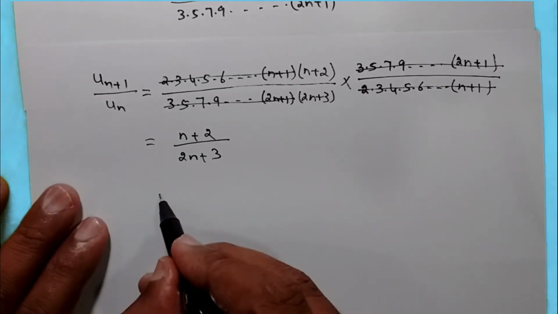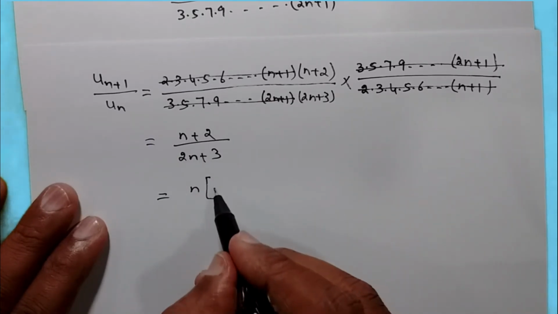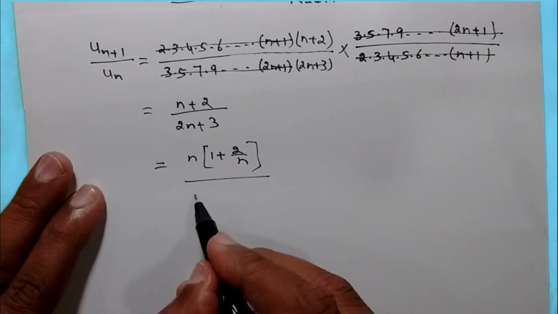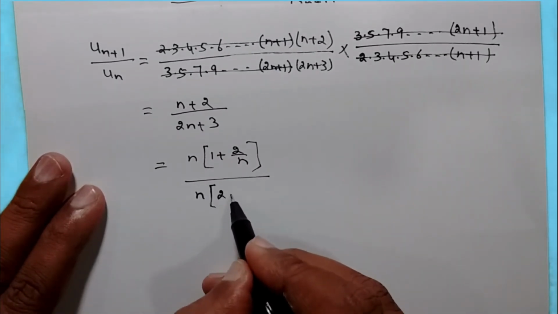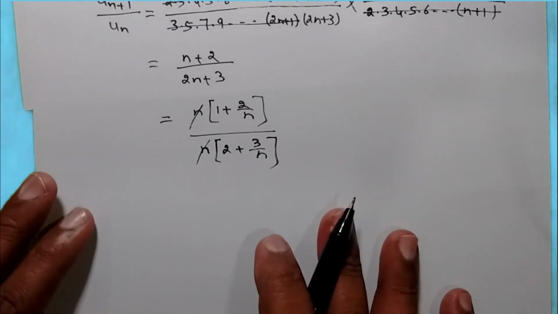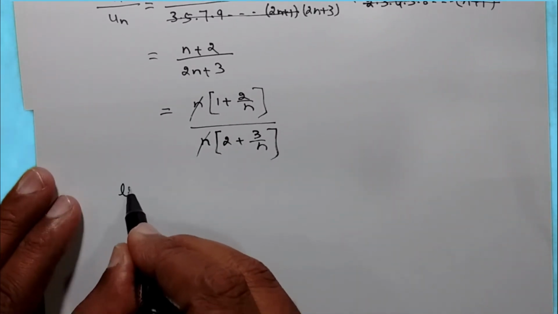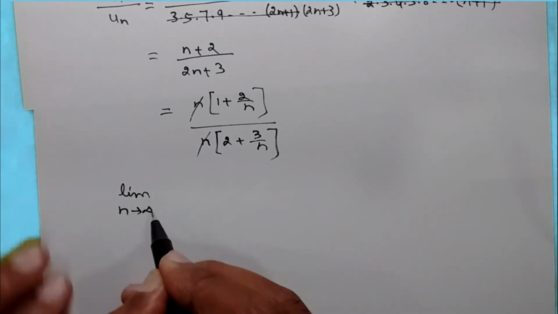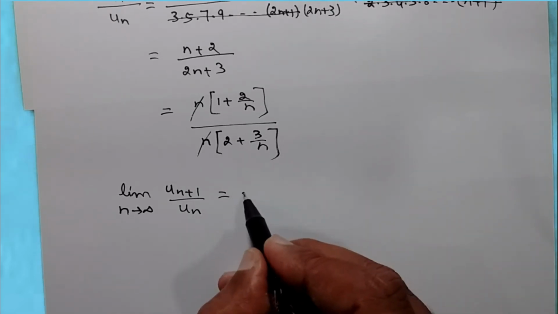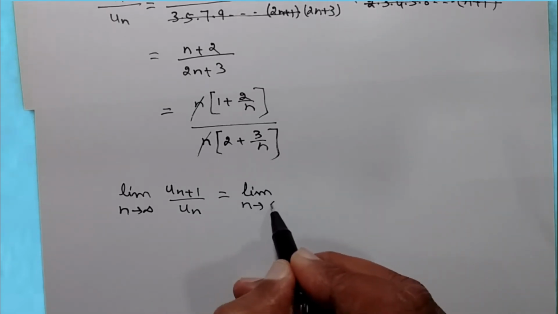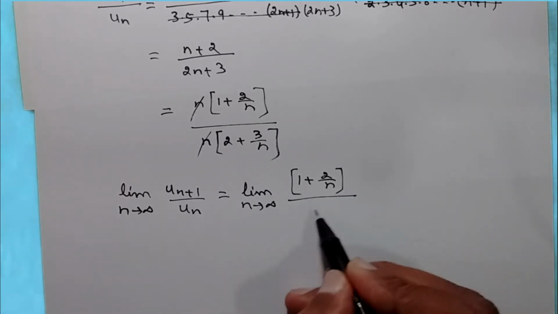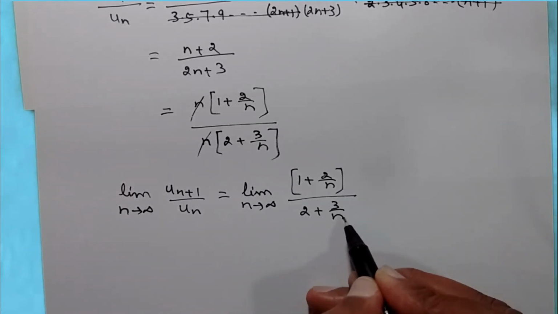You can take n common from the numerator. If you take n common, you will be left out with 1 plus 2 by n. Denominator also you can take n common. What will be left out? 2 plus 3 by n. So this n and n will get cancelled out. Since you have simplified, you can apply the limit. Limit as n tends to infinity, un plus 1 by un will be equals to limit as n tends to infinity 1 plus 2 by n divided by 2 plus 3 by n.